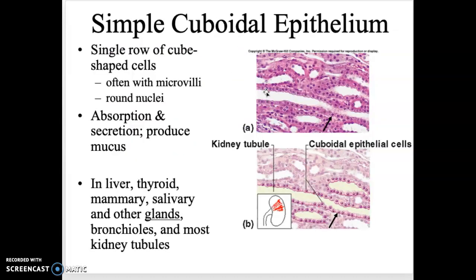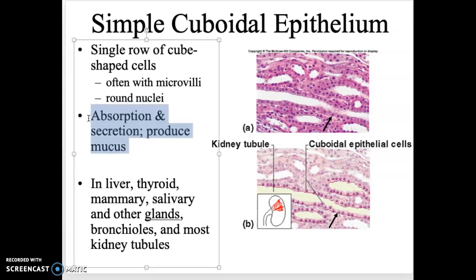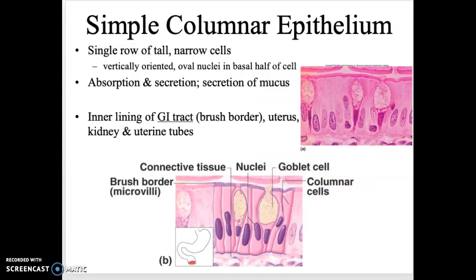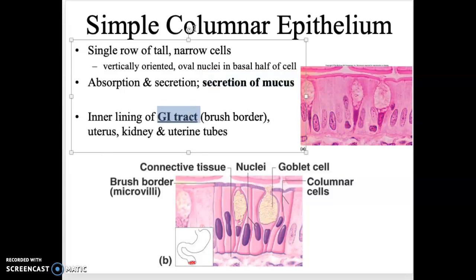Simple cuboidal, one layer of cube-shaped cells. Here, function: absorption and secretion, and production of mucus. And you can see the different locations here. We'll just say liver. Simple columnar, so we have one row of column-shaped cells. These have little goblet cells within them that are really important in the secretion of mucus, which is really important in your GI tract to help protect your body from the really acidic environment in your stomach.